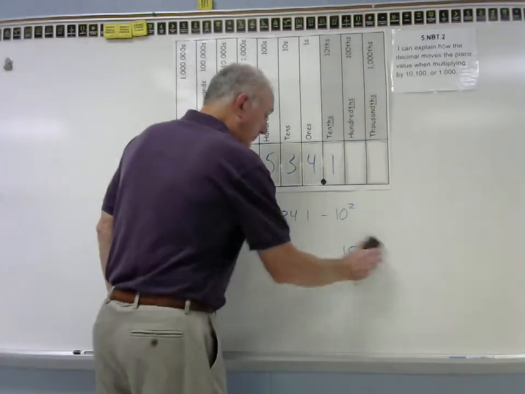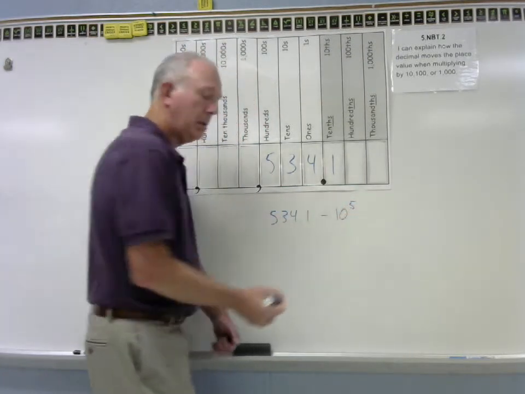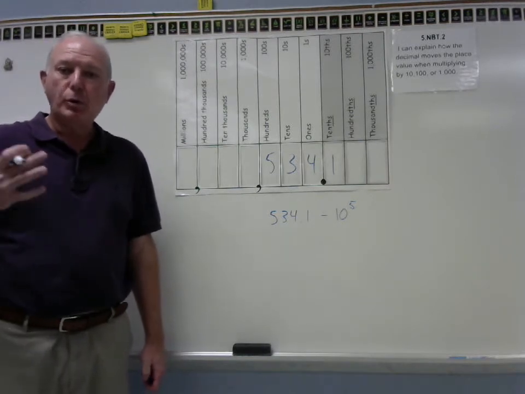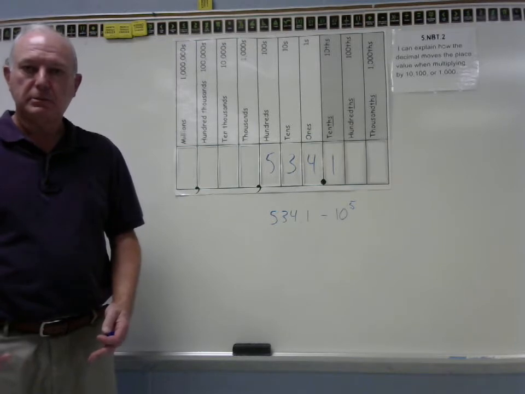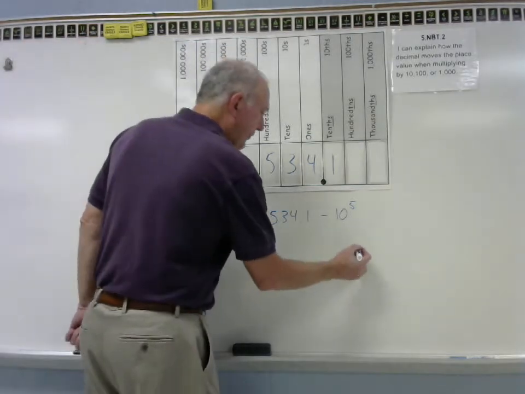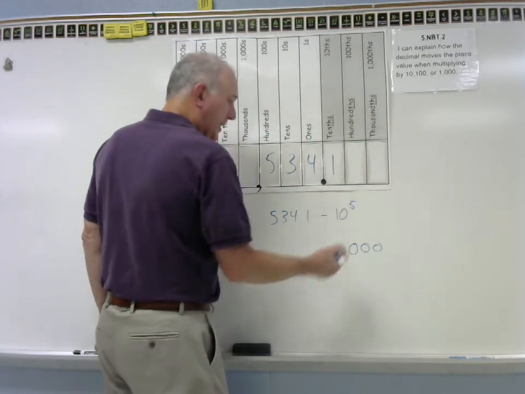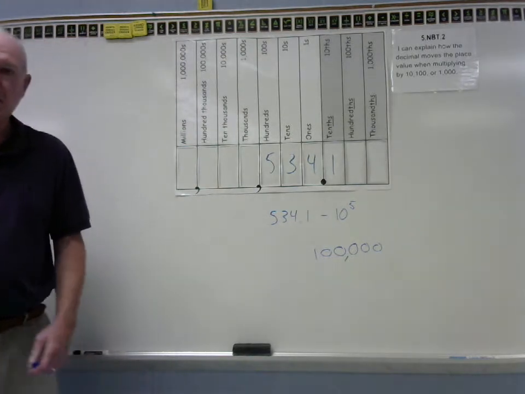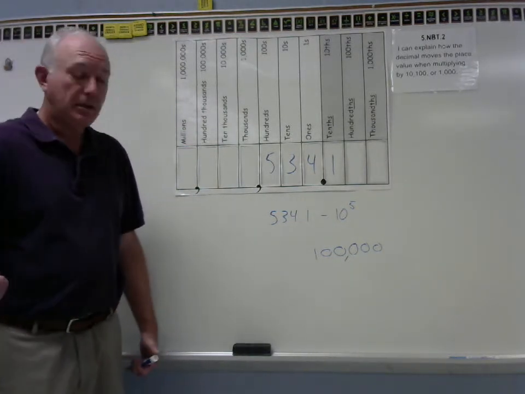How about this? What if it were 10 raised to the 5th power? What is 10 raised to the 5th? What's the value of that? Yeah, it's 5 zeros. Count what the exponent is, put 5 zeros and a 1 in front, and the value of 10 to the 5th power is 100,000.